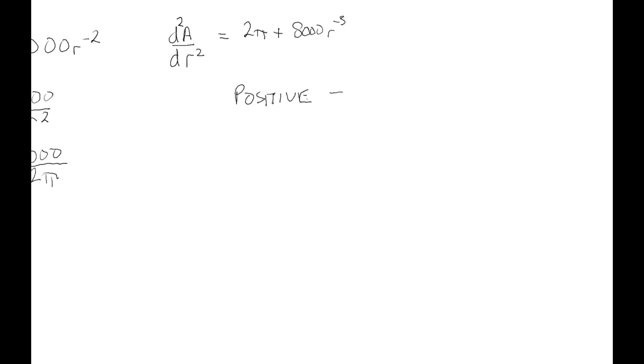If I get a positive, it's the opposite to what you think. It means it's a minima. I can't spell either. Minima. If I get a negative answer, where's my T gone? Then it's a maxima. Like that. Okay, so it's the opposite way around to what you think. If you get a positive, then it means it's a minima. If you get a negative answer, then it's a maxima.